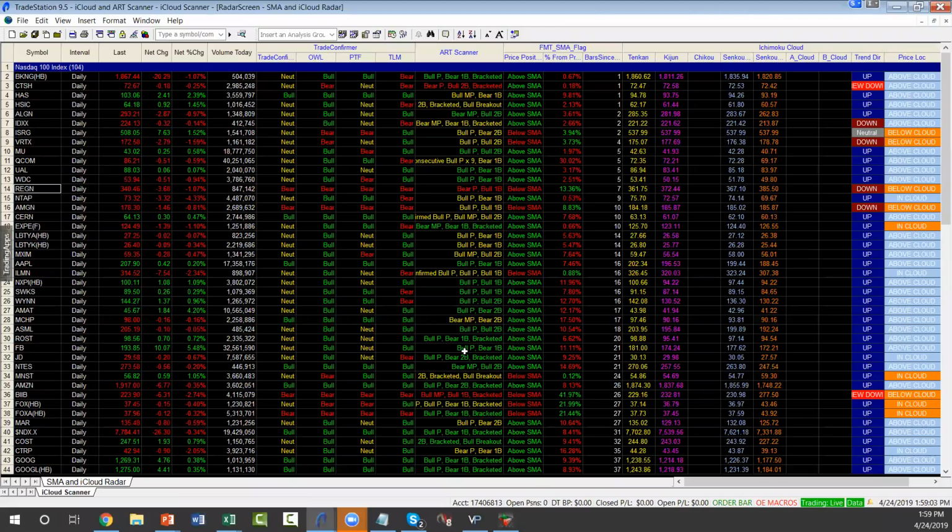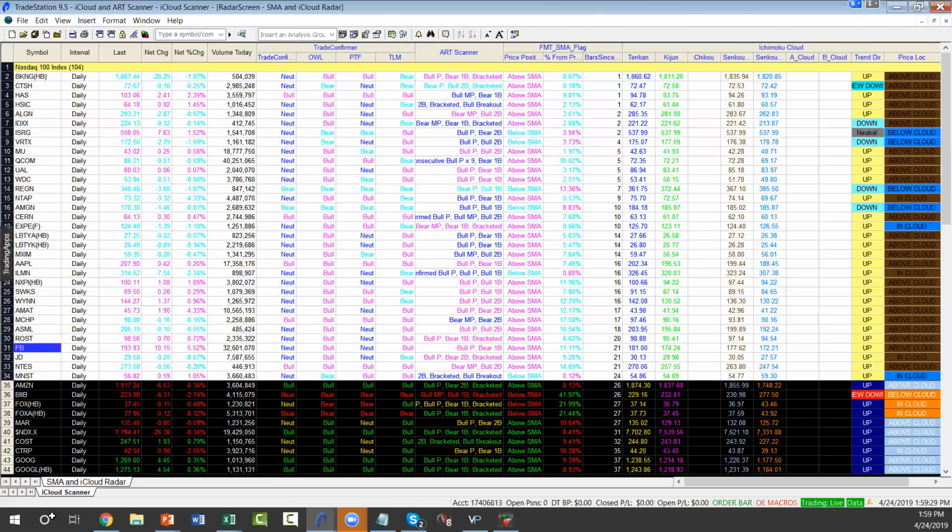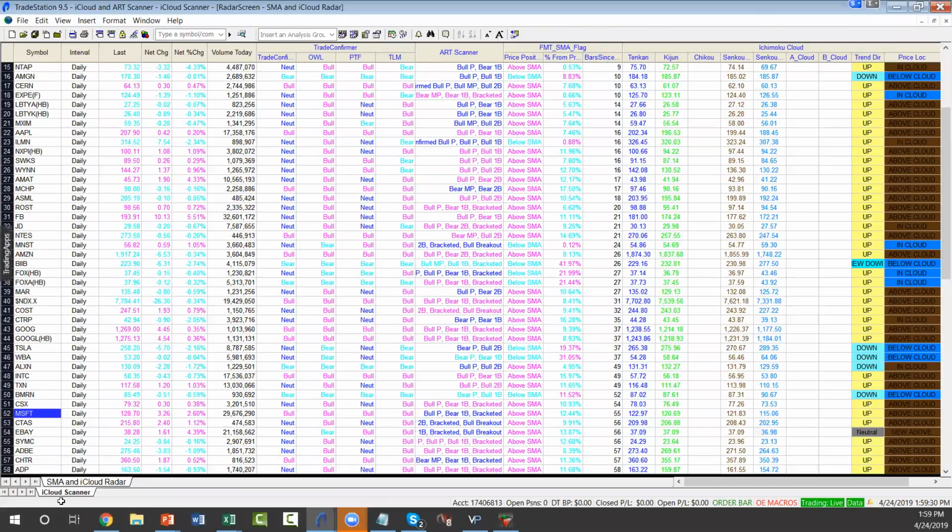TJ, does ART only work on TradeStation? No, ART works on a wide variety of platforms. It works on TradeStation, it works on Ninja, eSignal, a handful of other ones. Okay. So somebody asked about Forex. Would this technique work on Forex? Sure it would. So we'll get a list of Forex pairs.